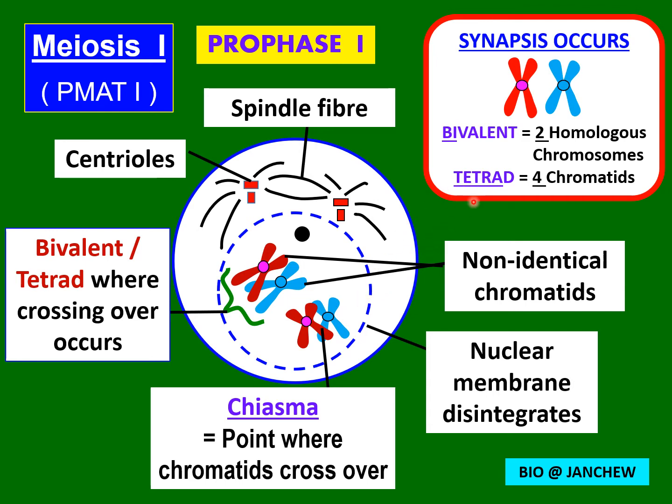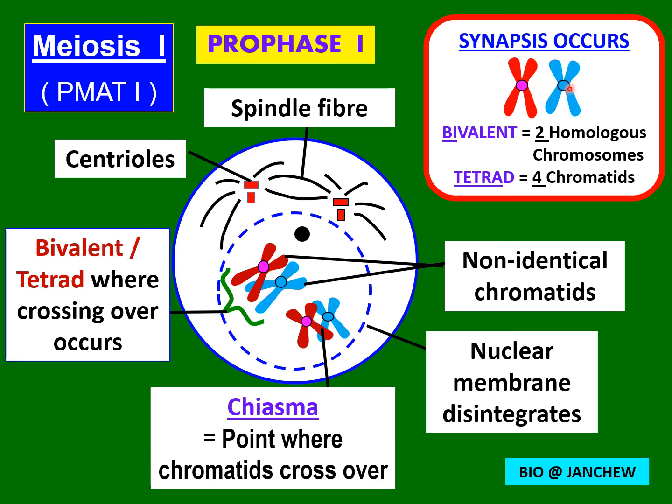during crossing over, the next stage, non-identical chromatids, meaning a chromatid from the paternal chromosome and a chromatid from the maternal chromosome, they are non-identical. They are genetically non-identical because, as we said, the paternal chromosome may carry different versions of genes compared to the maternal chromosome. Father may have the gene for blood group O, mother may have the gene for blood group A. Father may have the gene for brown hair here, and mother may have the gene for black hair. Okay, so they are genetically not identical.